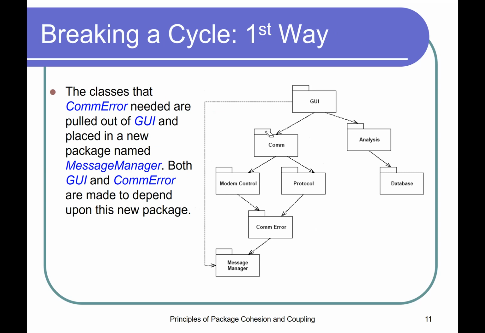figure out the common classes or the classes that actually GUI has needed from com error, and I take it out and I make that into a different package on its own, then make the other ones, the GUI and com error, require it. What does that mean? Let's go back again to the whiteboard.